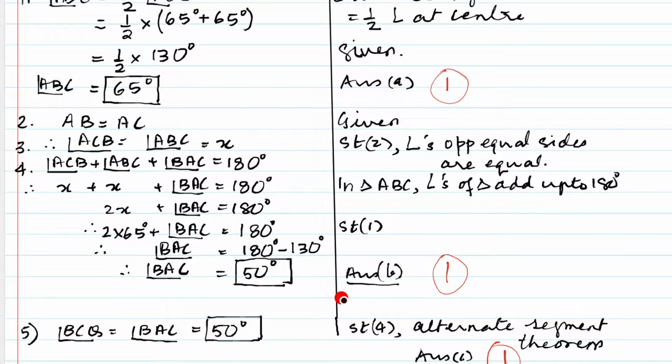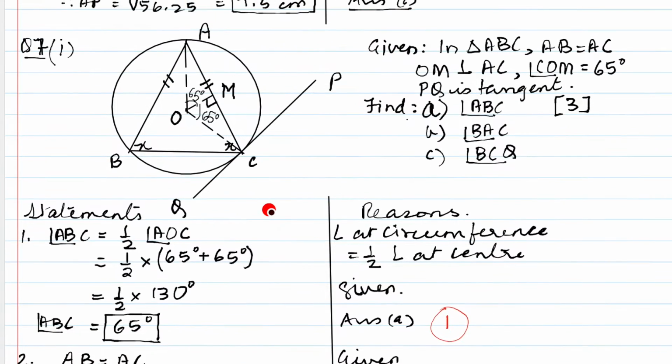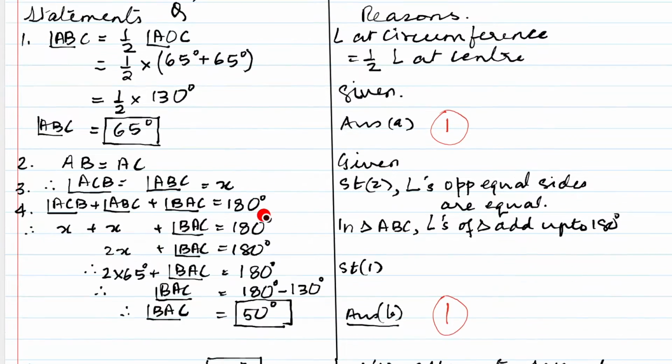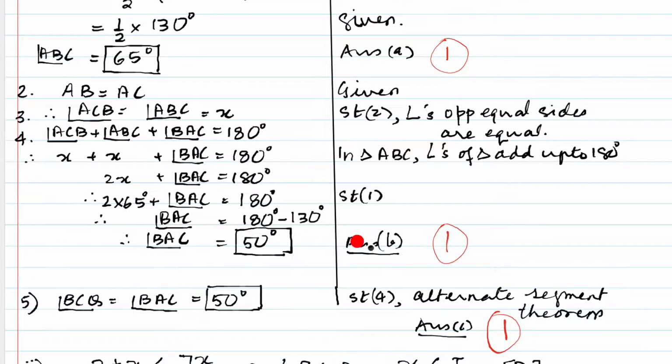Then the last one is where we had to find this angle. Now this angle is angle between the tangent and the chord. The chord makes in the alternate segment this angle, that is BAC. So this angle will be equal to angle BAC by alternate segment theorem. And that gives us our 1 mark, and so 3 marks can be easily obtained for this question as well.